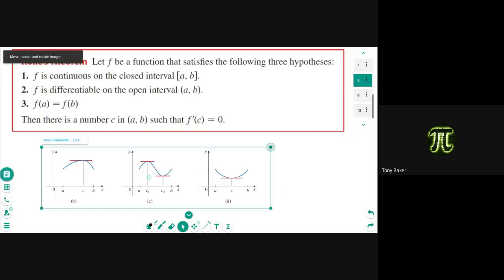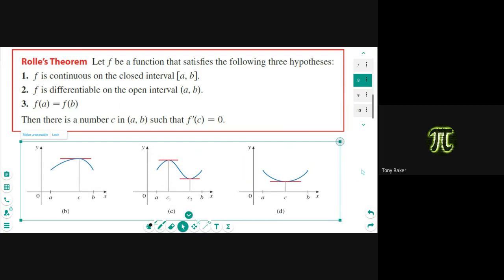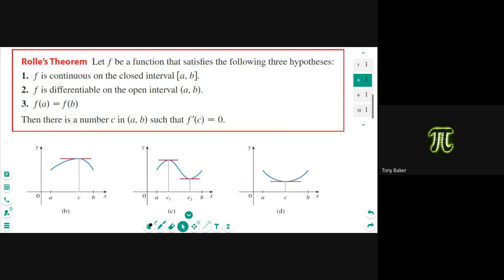What Rolle's theorem states is, as long as the function's continuous and differentiable, so basically there are no holes and stuff like that, if you plug in two values, the endpoints, and they give you the exact same answer, then somewhere in between those two values my derivative has to be 0. At some point between those two values, I need to have a horizontal tangent.